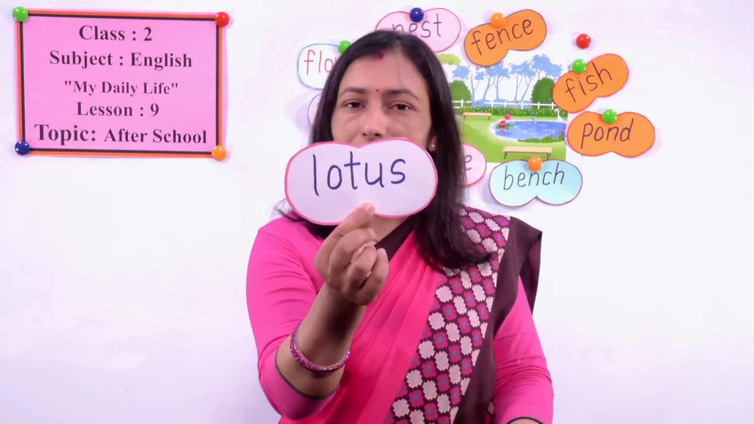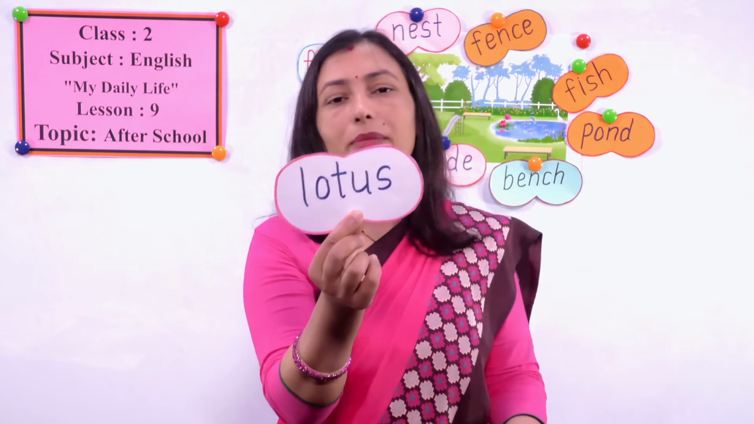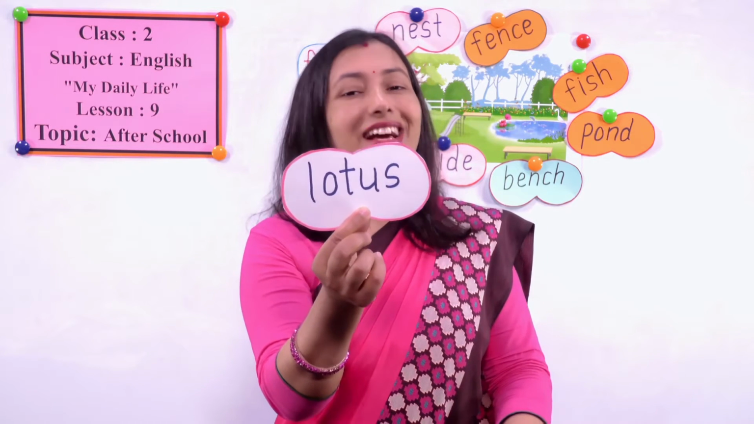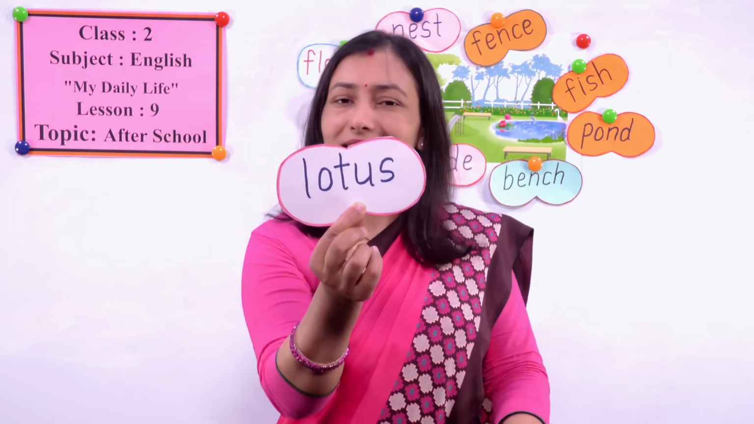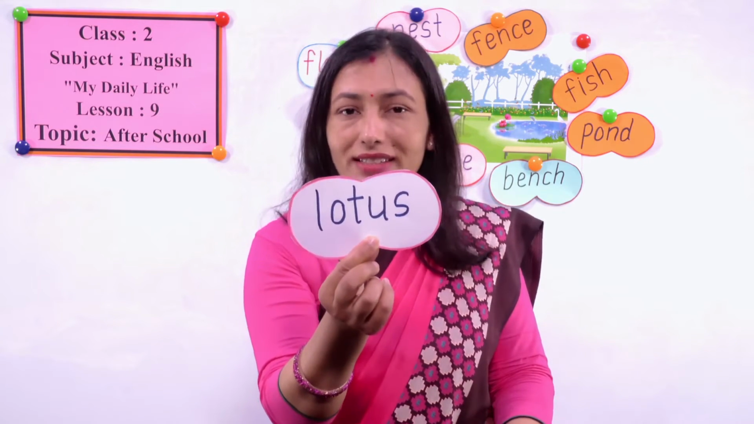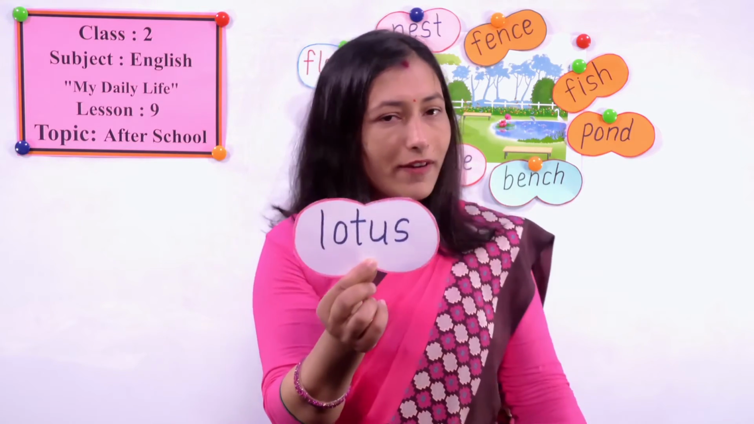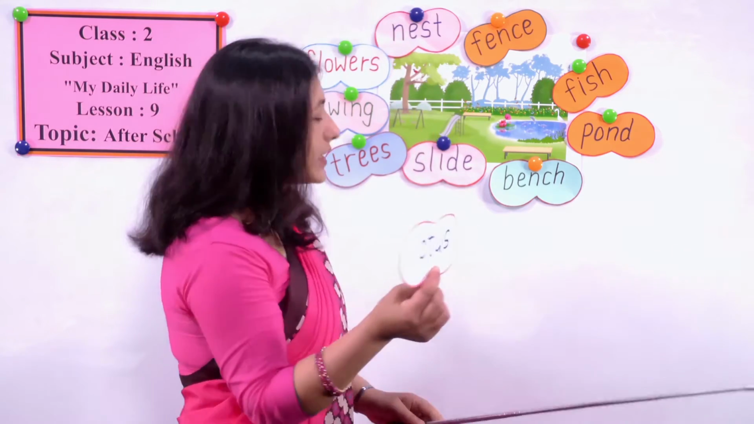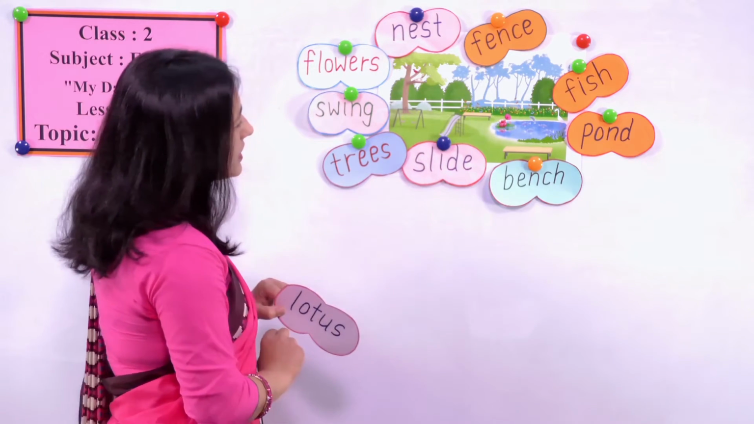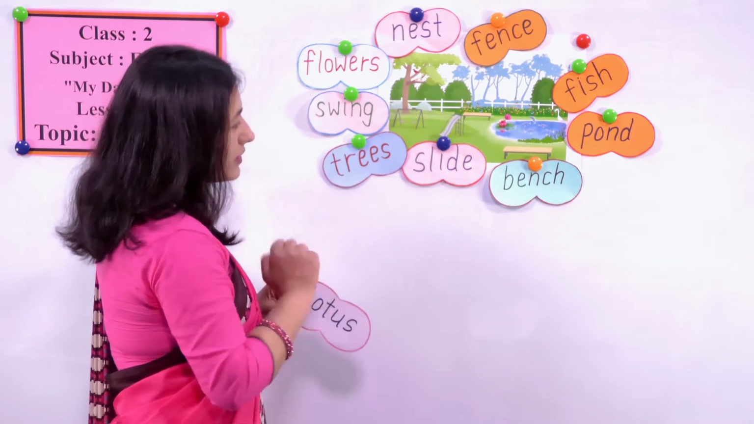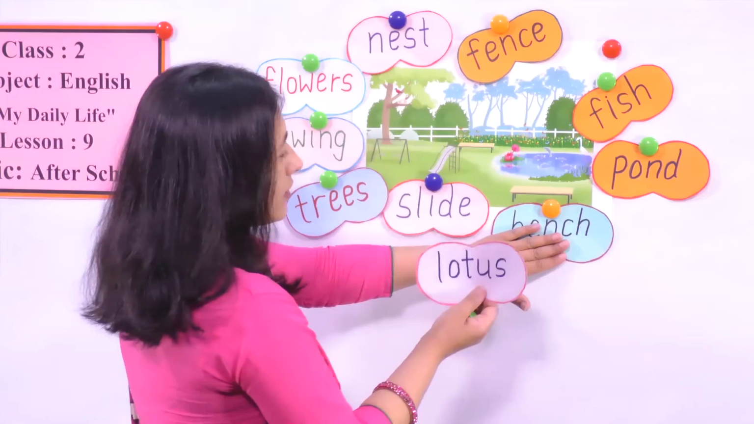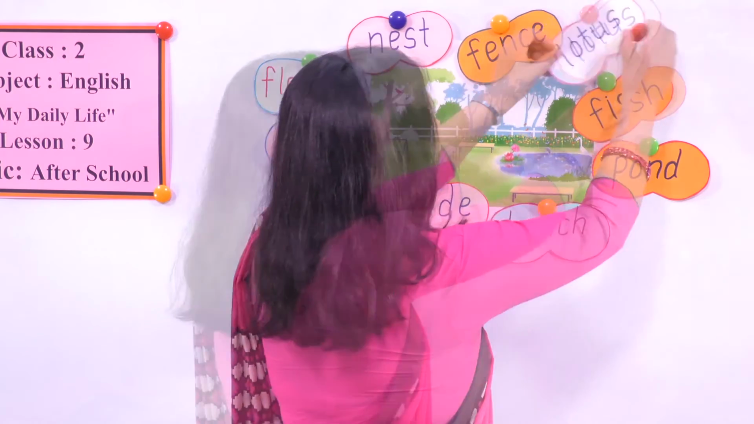L-O-T-U-S. Let me give you a clue. This is the name of the flower. You have read, yes? Good. Lotus. Say lotus. One more time. Lotus. Very good. Now we will find the flower lotus here. There are so many flowers we can see. Now let's find out the flower lotus. Let me paste the word and then we will find out the flower lotus.